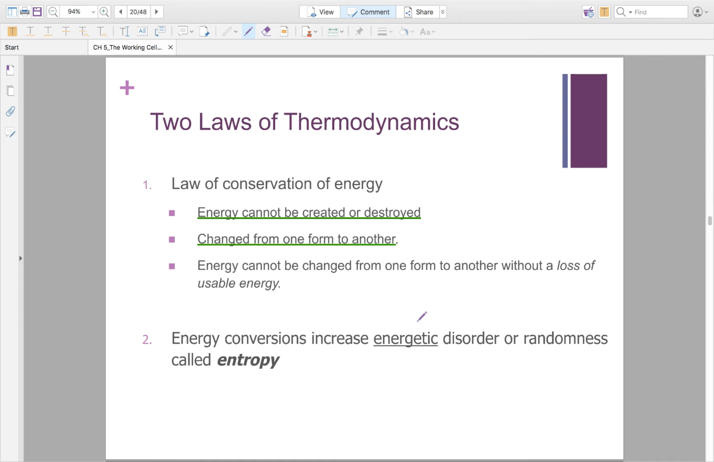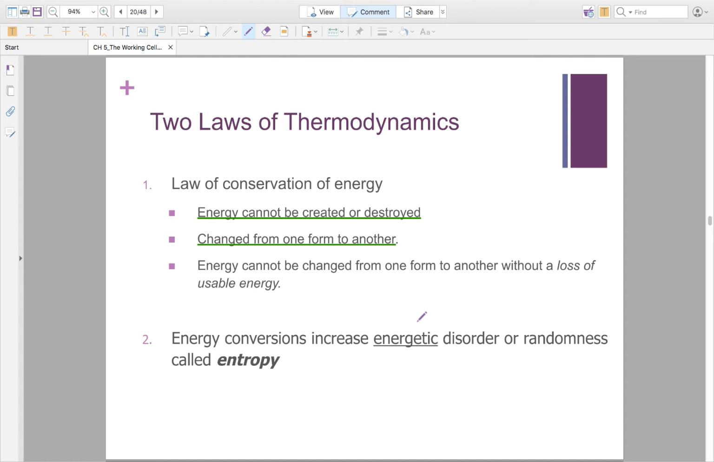So let's repeat. The first law of thermodynamics is the law of conservation of energy, which says energy cannot be created or destroyed. However, it can be changed from one form to another. But every time energy is transferred from one form to another, we lose a little bit of energy as heat. Okay, great. Law number 2.